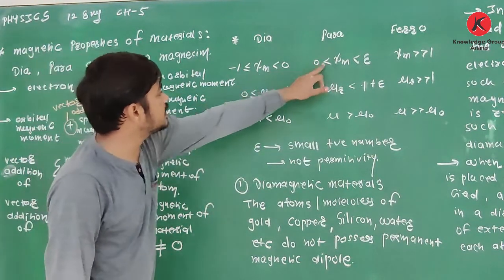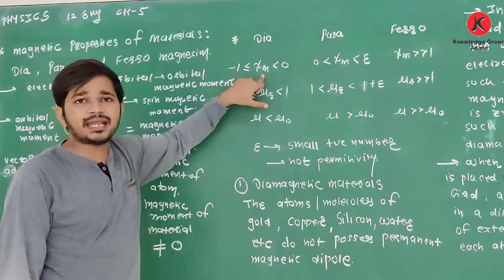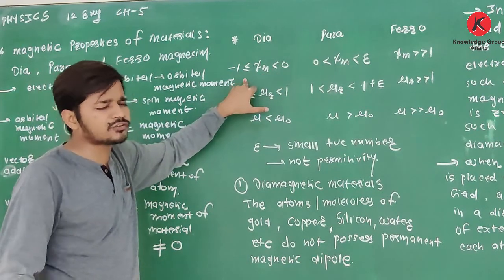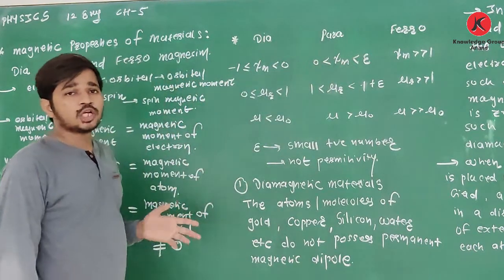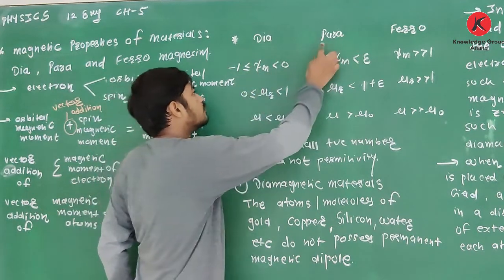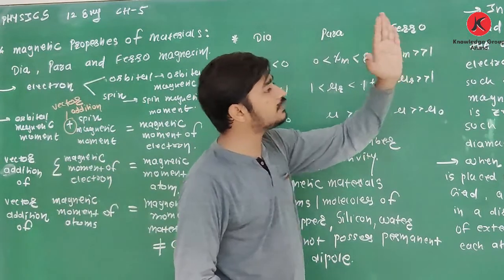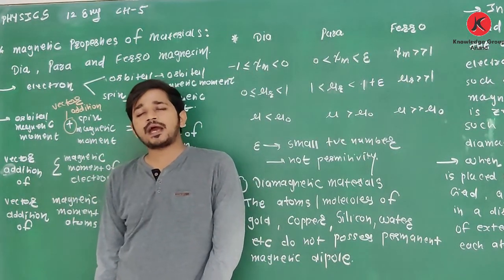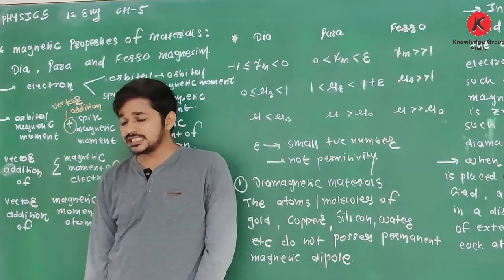So from these we can say that for diamagnetic material, chi m, the magnetic susceptibility, is negative, less than 0 and between -1. For paramagnetic material, it is positive. So what is the difference? For diamagnetic material chi m is negative, for paramagnetic chi m is positive, and for ferromagnetic chi m is very much greater than 1. Now, what is the difference between diamagnetic, paramagnetic and ferromagnetic materials? This difference we will discuss in detail.